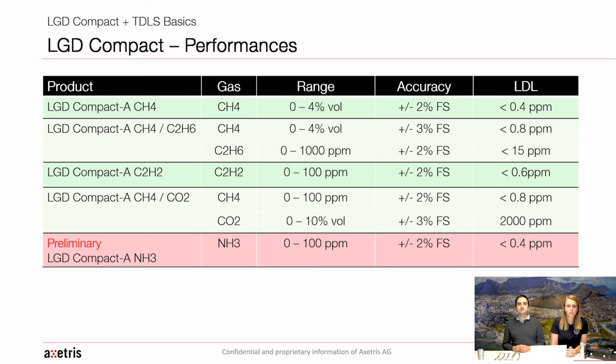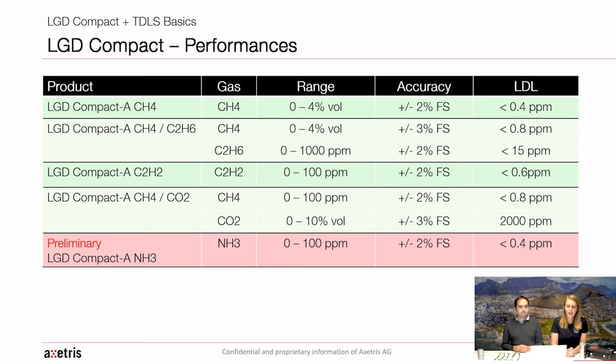Another product we are proud to introduce is the LGD Compact with dual gas, methane and C2H6, with an accuracy of plus minus 3% full scale for CH4 and plus minus 2% full scale for C2H6. The lower detection limits in this case are 0.8 ppm for CH4 and 15 ppm for C2H6.